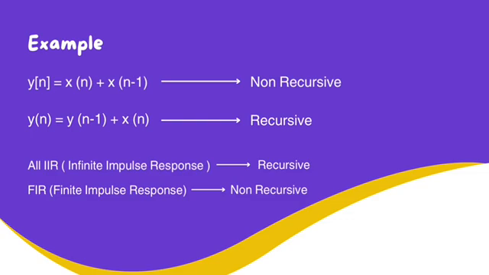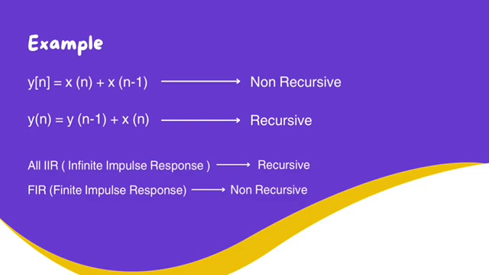The second equation is y[n] = y[n-1] + x[n]. In this case, the output at index n depends on the previous output y[n-1] and the current input x[n]. Since the system uses a past output to compute the present output, it is considered a recursive system.